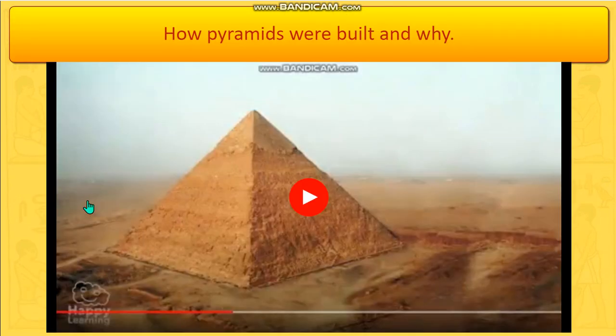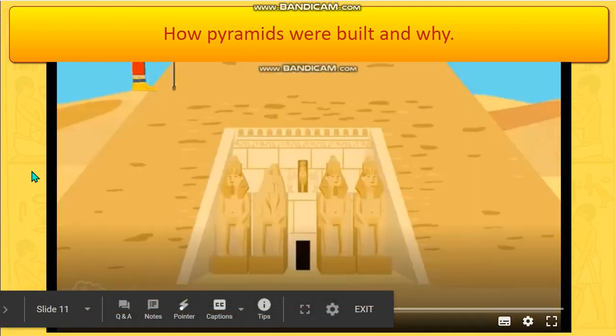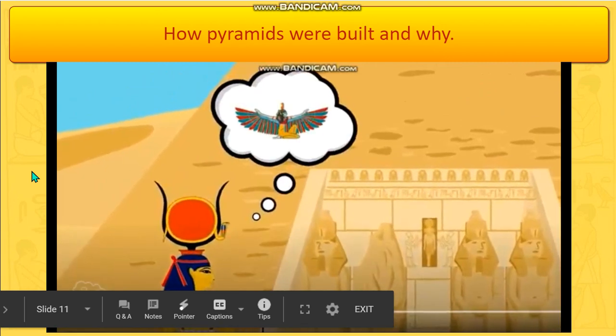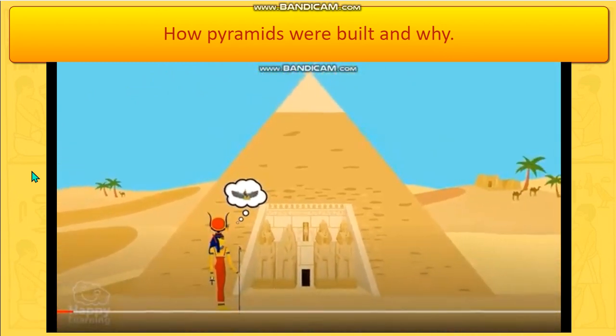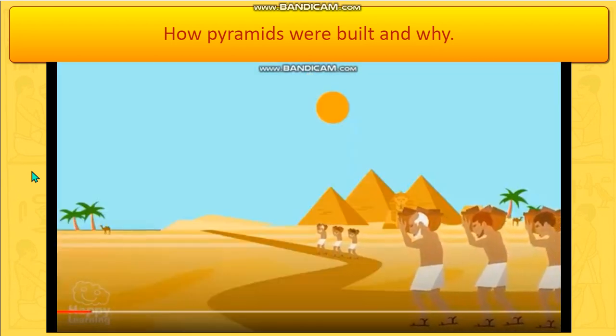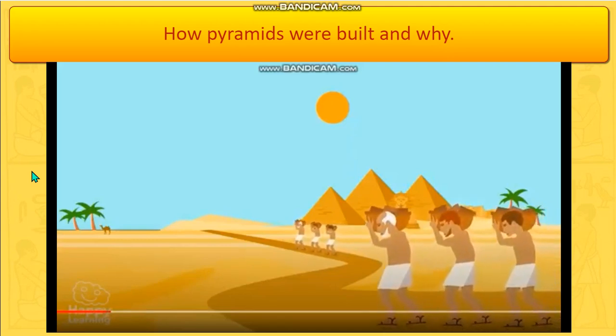Now let's take a look how the pyramids were built and why and who built them. As you already know, ancient Egyptians believed in life after death, and that's why they built the pyramids, which were the pharaohs' tombs. During their construction, there were thousands of workers for a very long time.